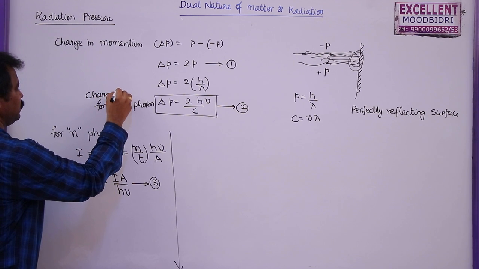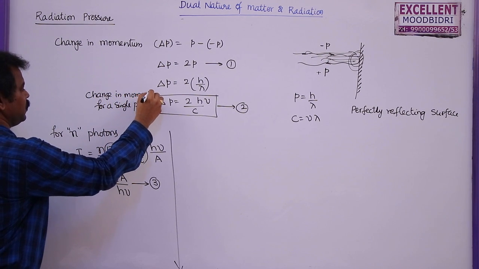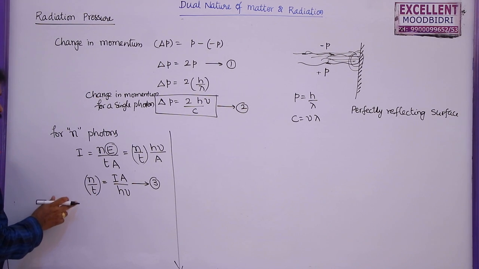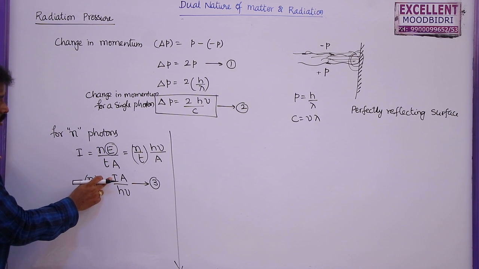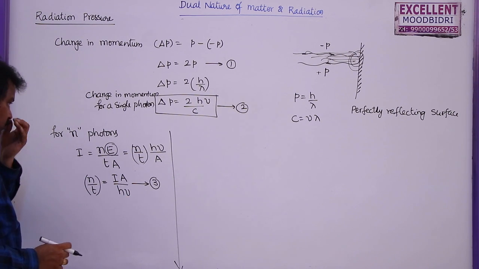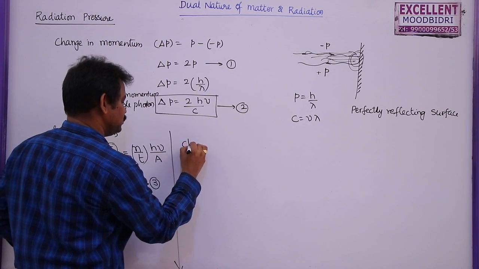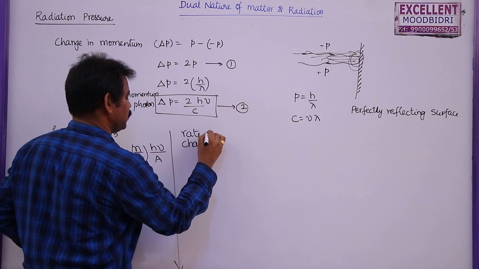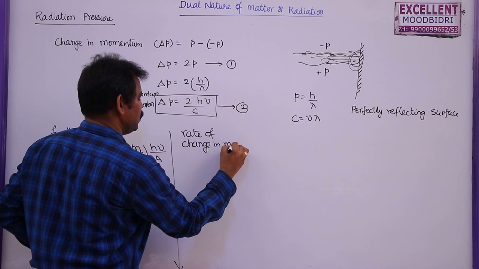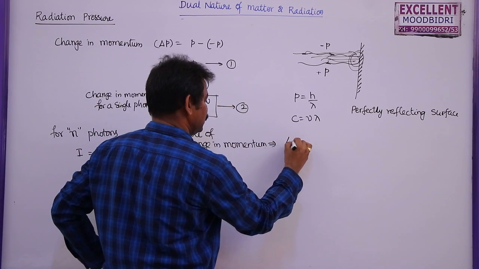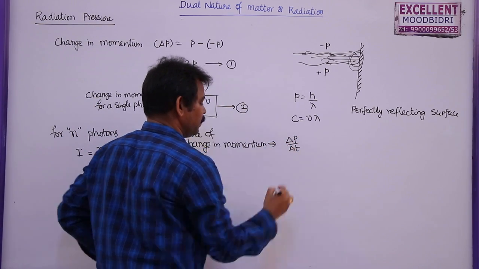Change in momentum for a single photon. Now, if there are n photons, how many photons are striking per unit time? That is the intensity of the entire radiation times the area on which it is incident, divided by h times the frequency of that radiation. So now what is the rate of change in momentum? The rate of change in momentum is delta P by delta t.